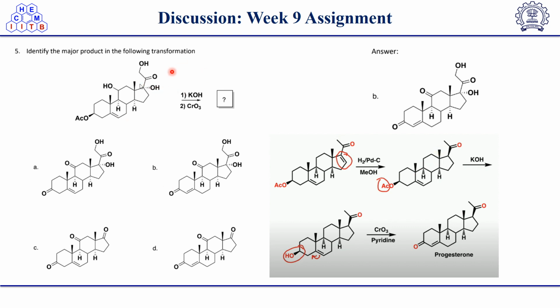So this KOH will hydrolyze this ester, and this chromium trioxide will oxidize both the hydroxyl groups, and migration of this double bond will take place to get this progesterone.